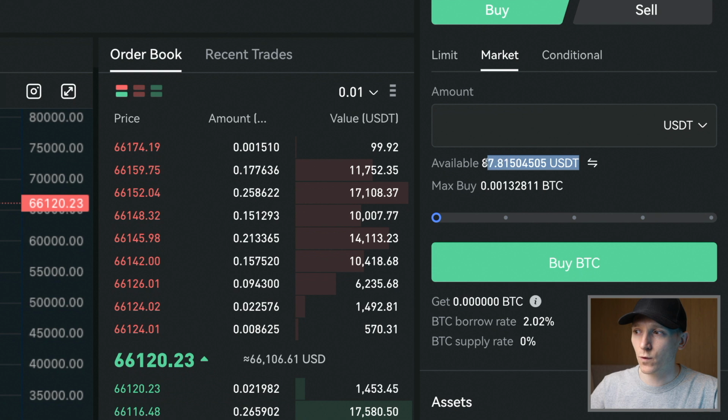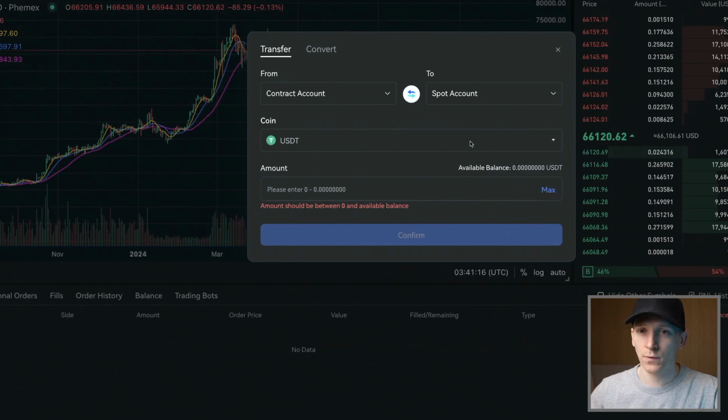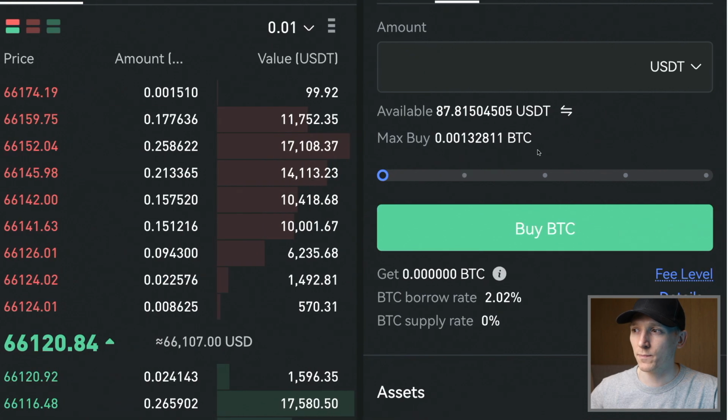And I have a balance of USDT right here, as you can see. That's in my account. You can transfer. So if you want to press transfer here, you want to transfer it between your accounts, you can do that right here. But I've got a balance of USDT, and it tells me how much I have.